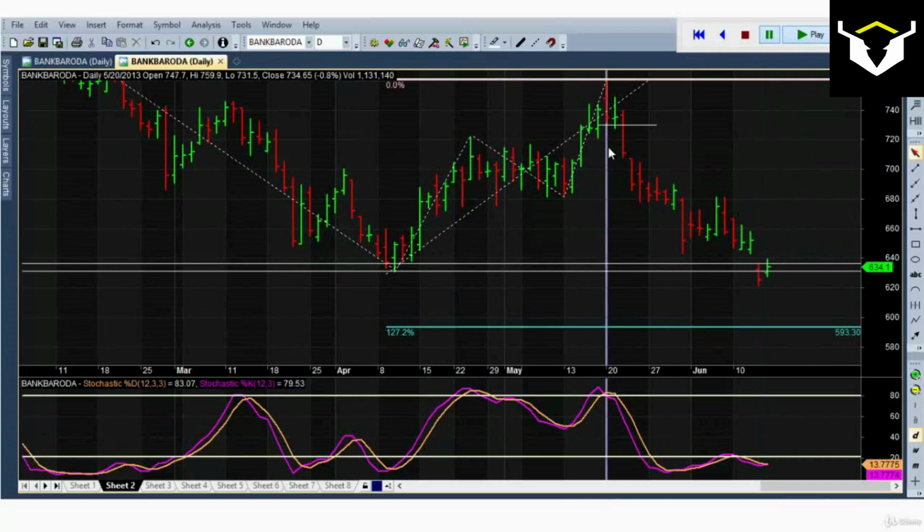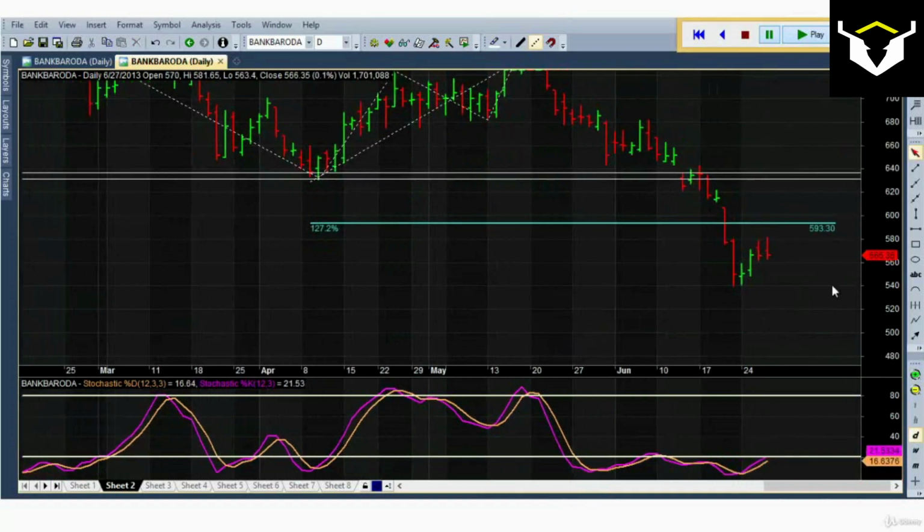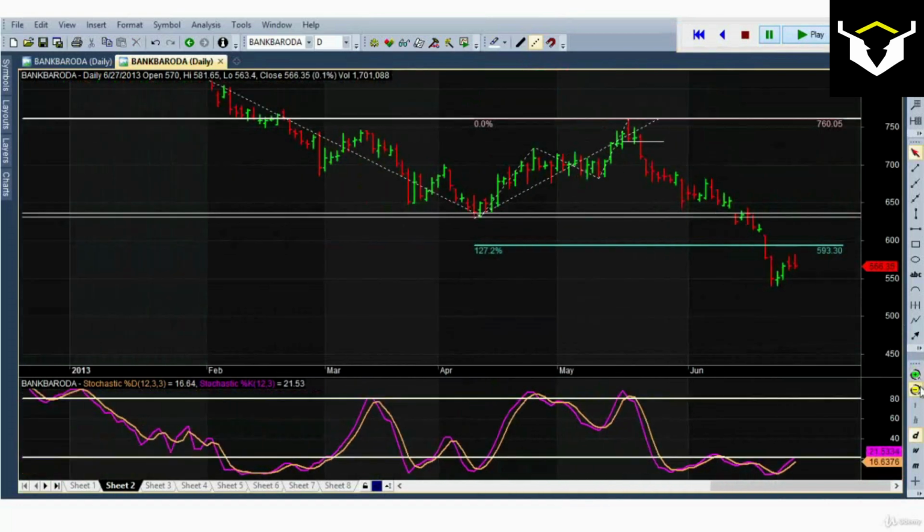637. Never mind, I could never reach my target level, but even then, the risk to reward ratio on this trade was much better. You can see going ahead, target was met as well.